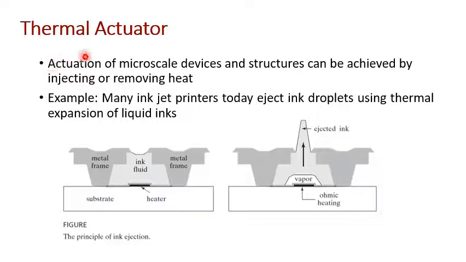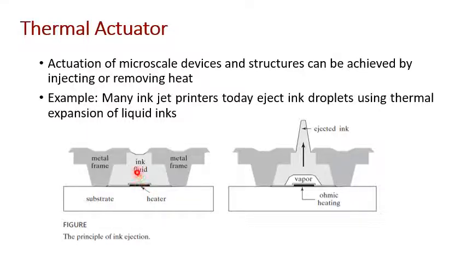Now we will look at a thermal actuator. Actuation in micro devices can be achieved by simply injecting or removing heat. So the change in temperature profile is going to result in a mechanical displacement or a force output. Now, a common example is the inkjet printers, which eject ink droplets based on the thermal expansion of the liquid ink. So this figure shows a schematic diagram of a single thermal inkjet printer nozzle.